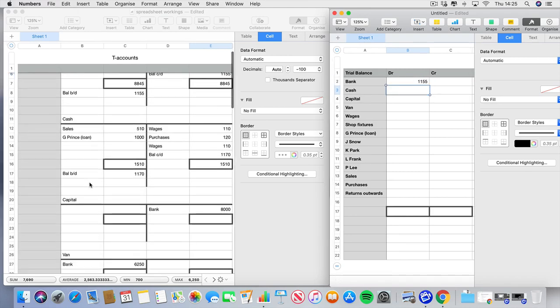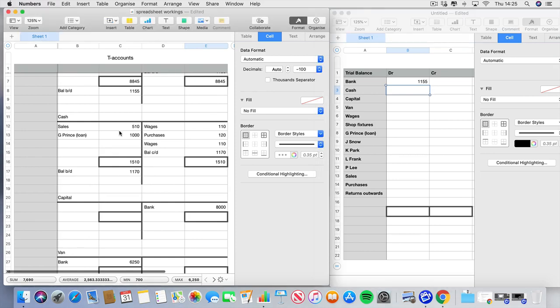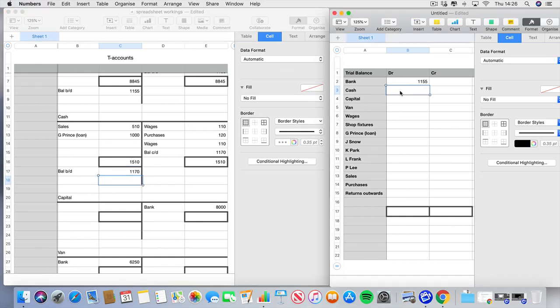So the cash account, very similar situation. Coming in, we had 1,510. Going out, we had 340. So we had 1,170 left in the account at the end of the period. It's a debit balance brought down. So that goes in the debit column here, 1,170. Then we're going to look at the capital account.